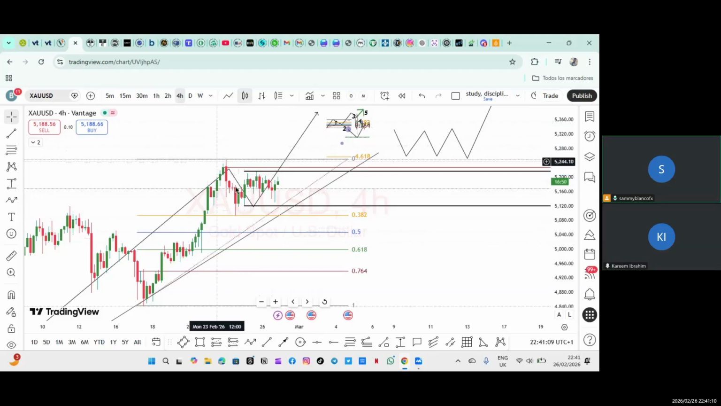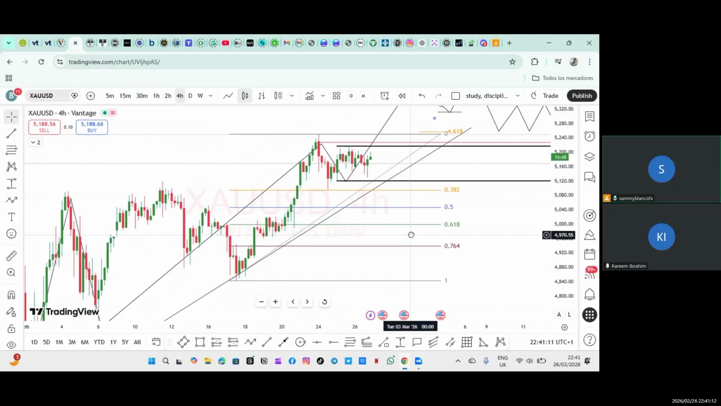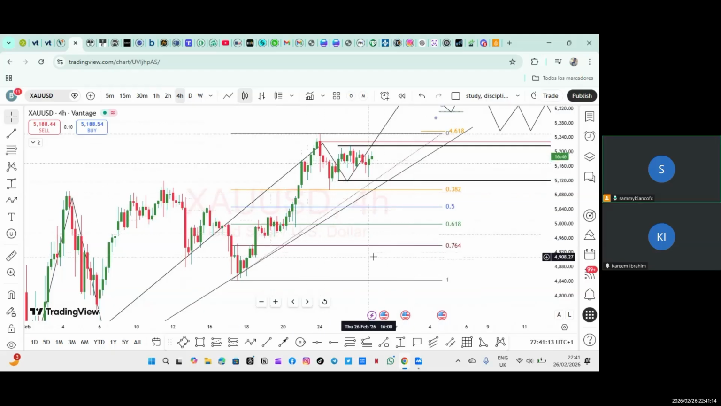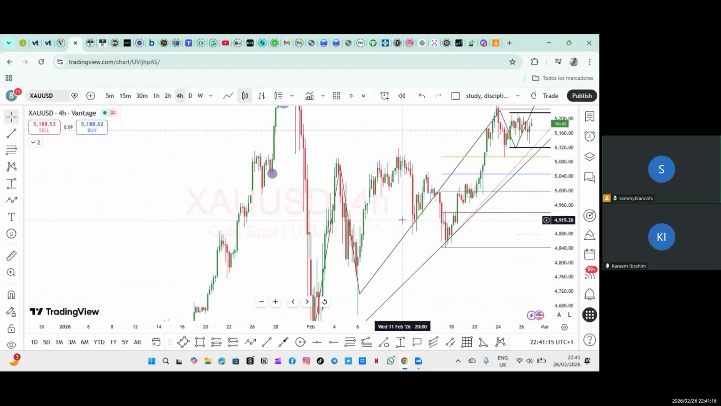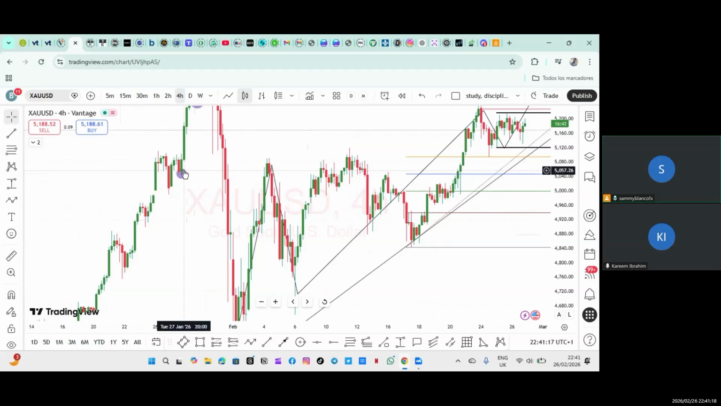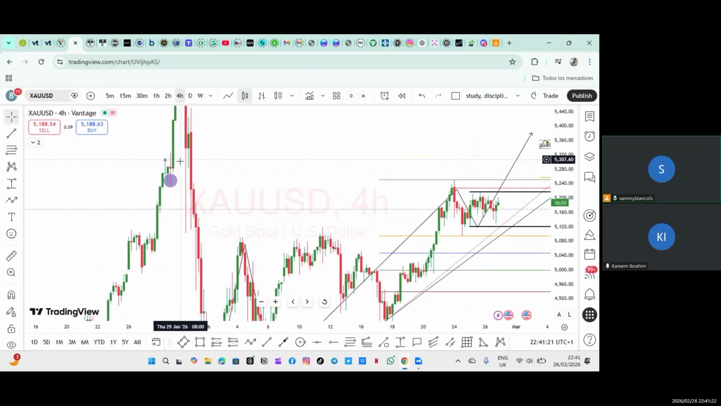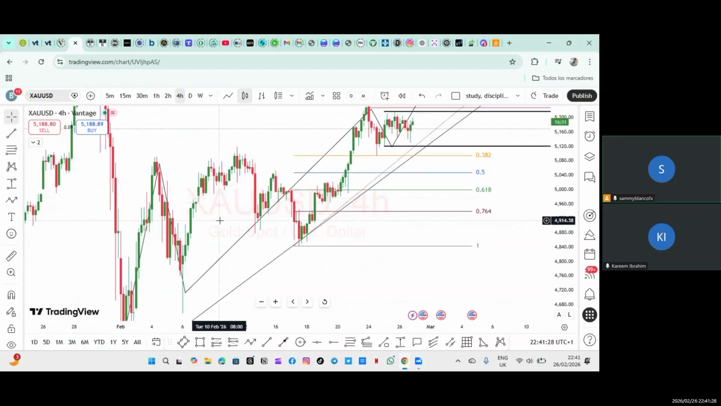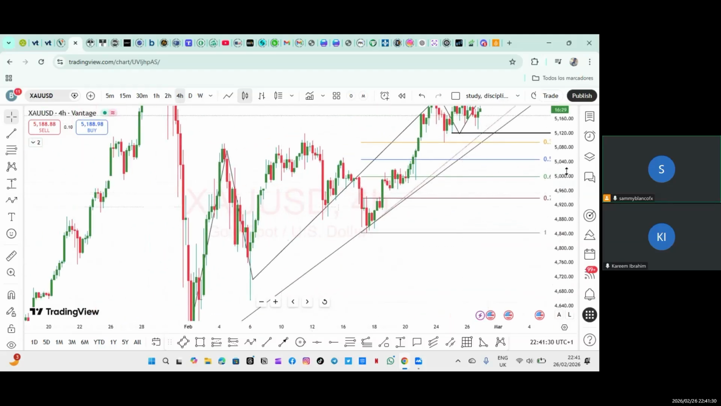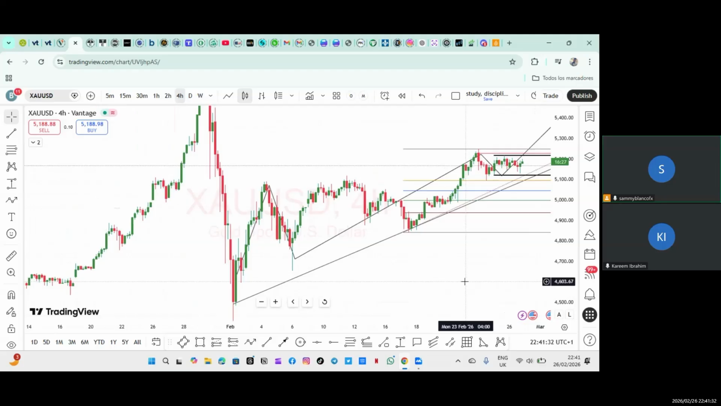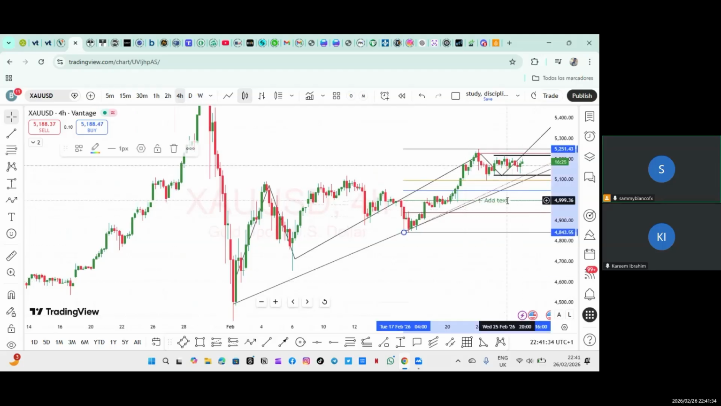So next time when you draw your Fibonacci and you see the market come back, let's look at another scenario. Let me delete this one. Let me give you another scenario now, take another one.